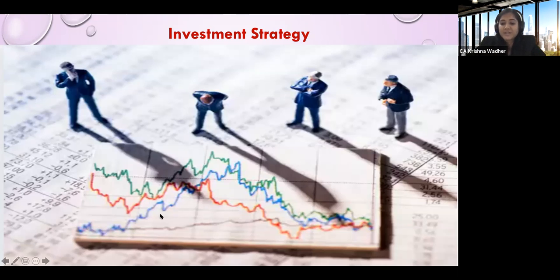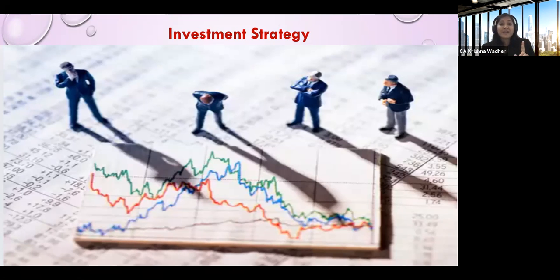Okay, so investment strategy. How important is investment strategy? Sometimes what happens, we are so engrossed in making business, making the profits, that we forget to invest that profit somewhere, and that profit is lying idle in our bank account, right? The money is coming in, flowing in, but it's staying idle in my bank account.